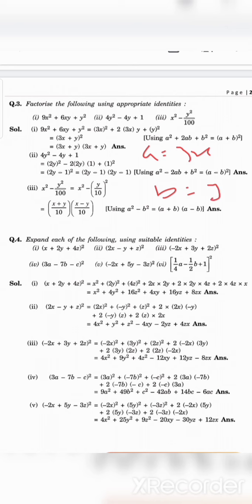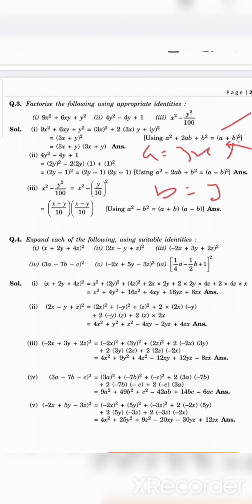So substituting these values in the identity LHS, we get a plus b whole square, which means 3x plus y whole square, and the factor of this, whole square meaning 2 times, is the first bracket 3x plus y into the second bracket 3x plus y. These are the factors of our polynomial by using our identity number 1.